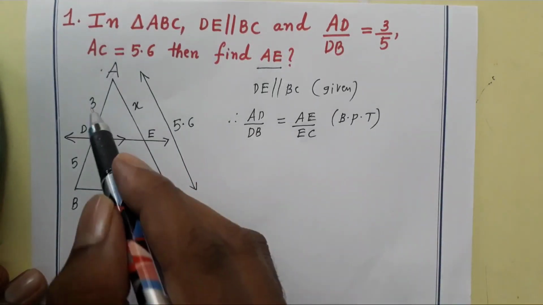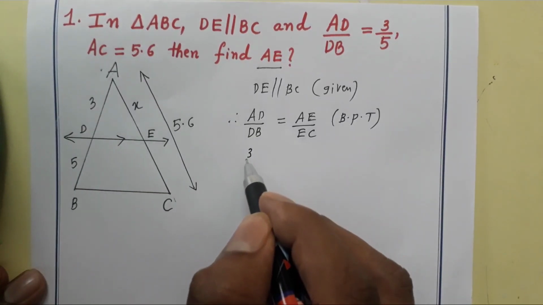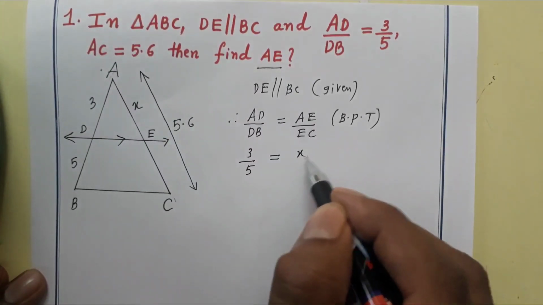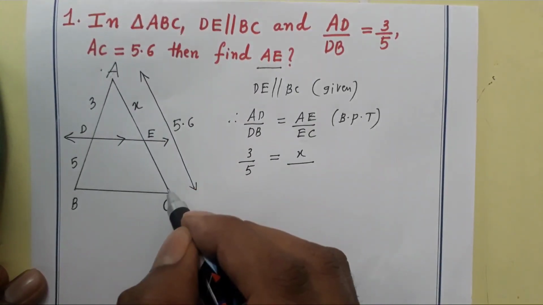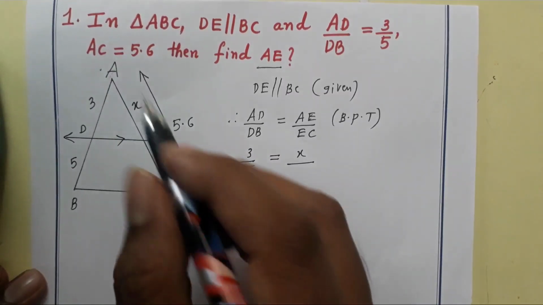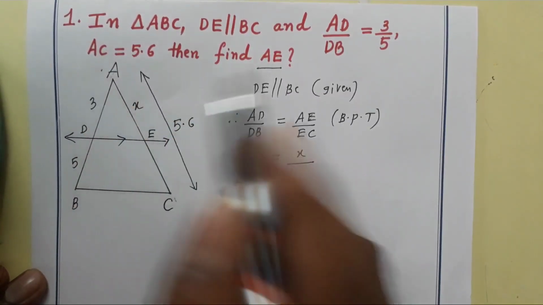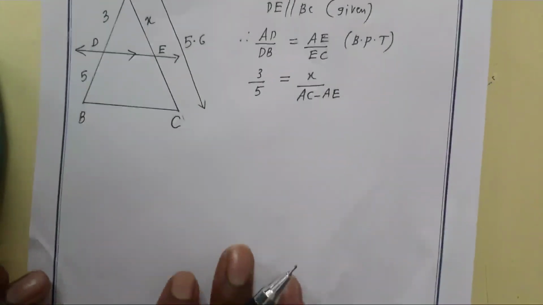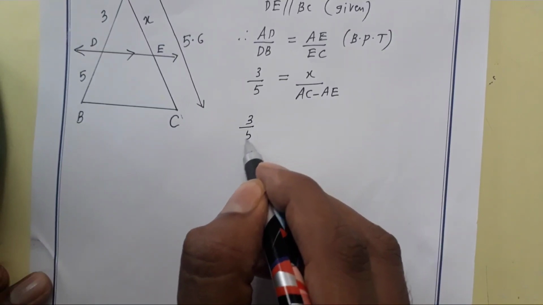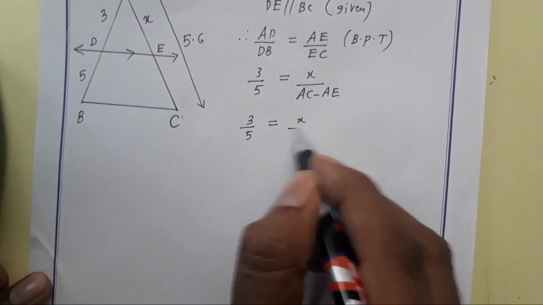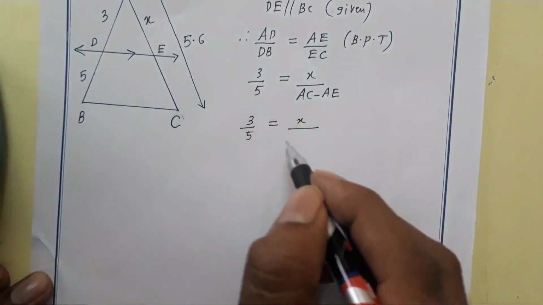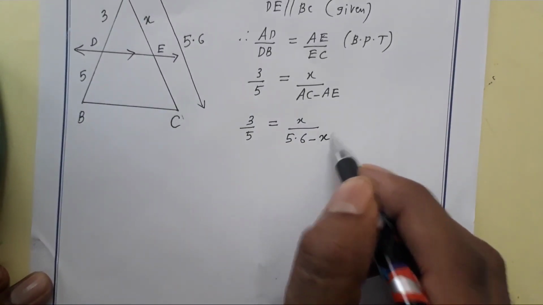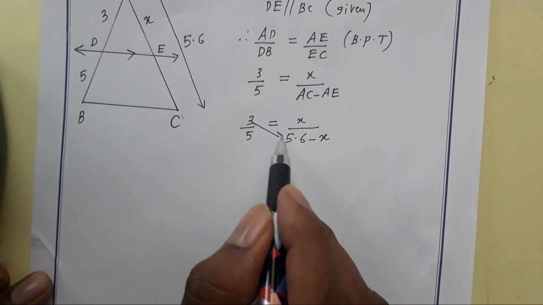Now you see AD by DB you can write as 3 by 5 is equal to AE is X by EC. You don't know EC, so you can write EC as AC minus AE. The next step, 3 by 5 is equal to X by AC, which is given as 5.6, minus AE, we took as X. Now do the cross multiplication.